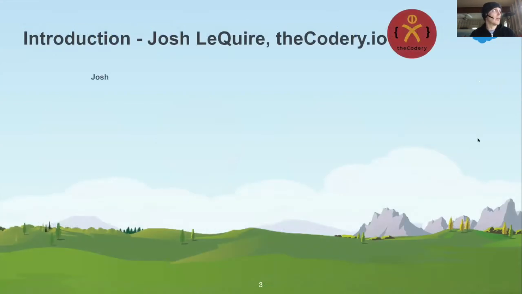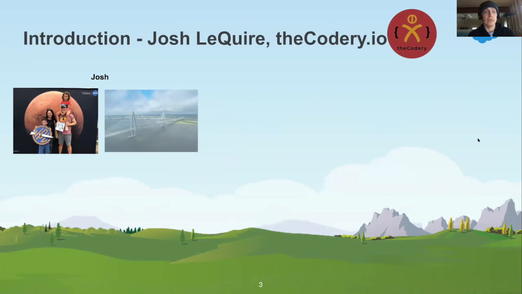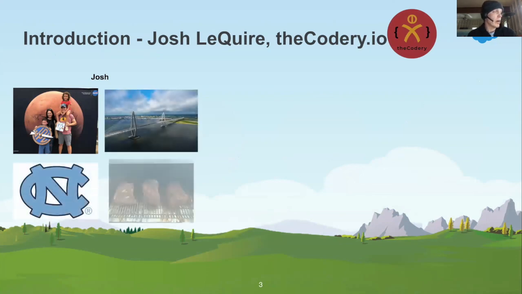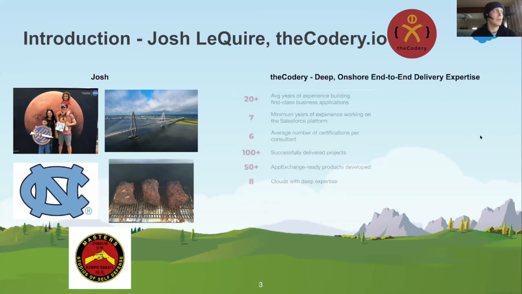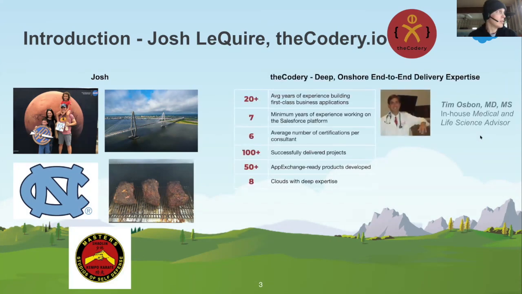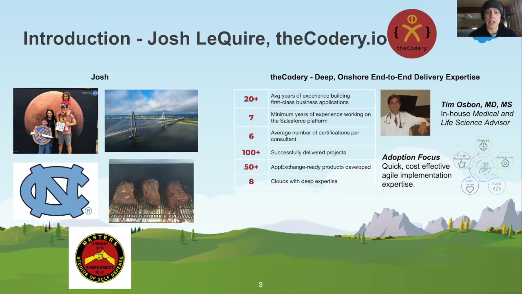All right, just a quick introduction on me and the Coterie and who we are. My name is Josh LeQuire. I'm based in Charleston, South Carolina. I am a Tar Heel. I love to smoke meats. If you ever want to talk barbecue, you ever want to talk pork butts, ribs, brisket, give me a call. I'm also a karate geek. I'm a very proud husband and father as well.